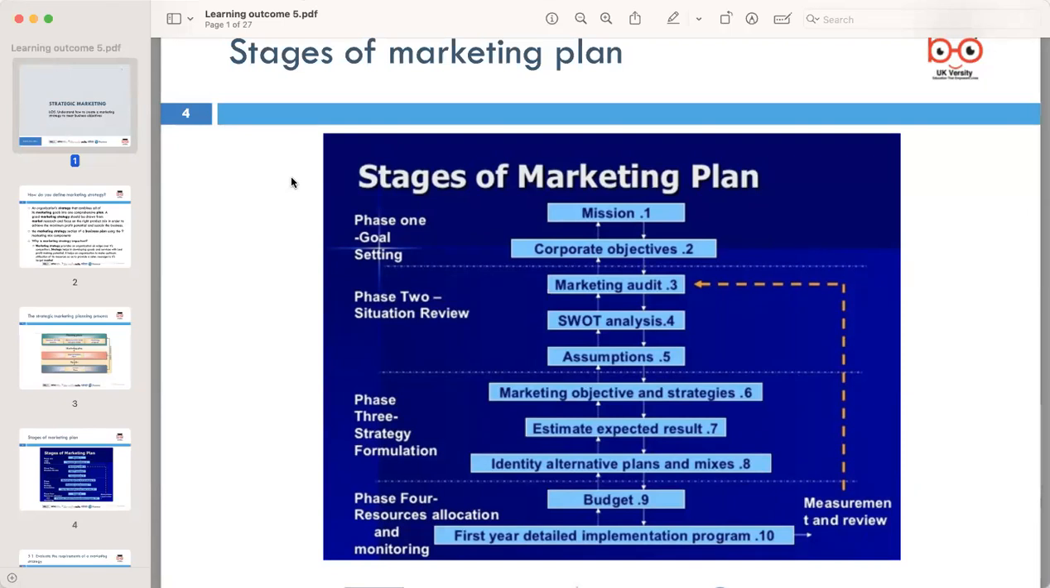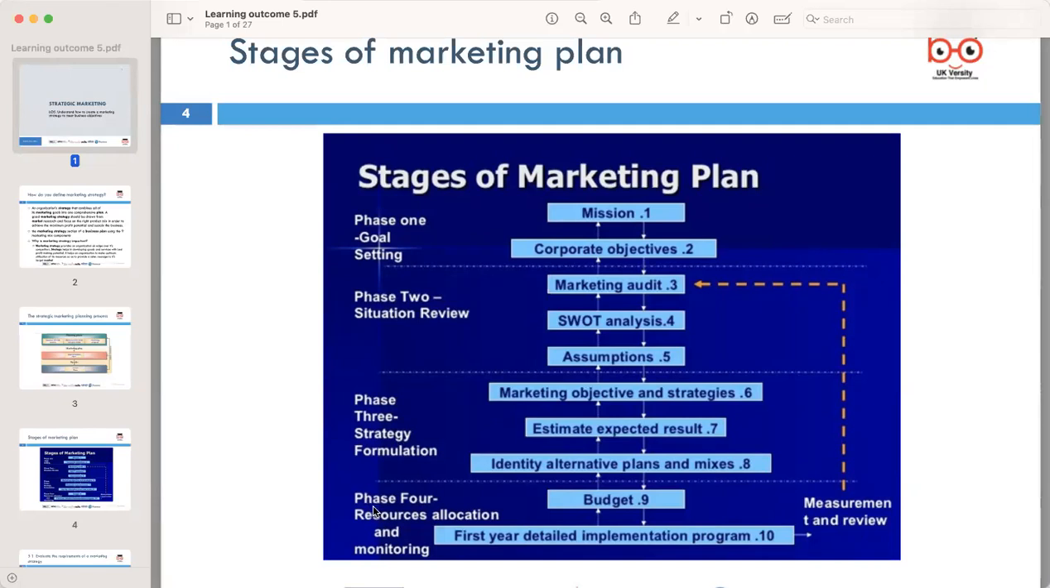Marketing objectives and strategies. Building on the insights gained from the situation review, marketing objectives and strategies are formulated. This includes defining specific marketing goals, estimating the expected results, and identifying alternative plans that can be deployed to achieve these objectives.